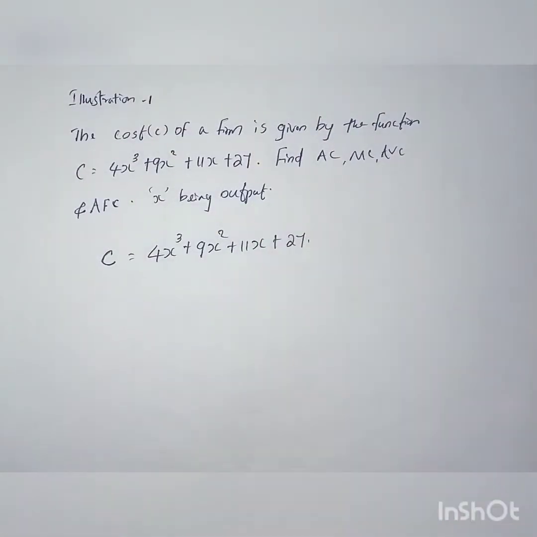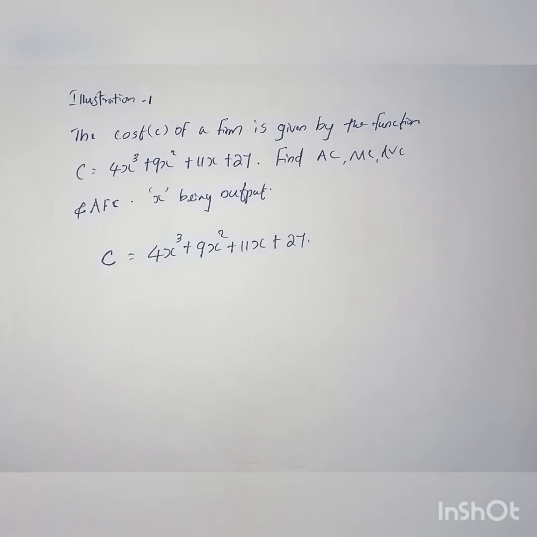So look at the first illustration. The cost function of a firm is given by the function C = 4x³ + 9x² + 11x + 27. Find average cost, marginal cost, average variable cost and average fixed cost, x being the output. So we have the question. What data are available? We have the cost function, and x is the output, and we have to calculate average cost, marginal cost, average variable cost and finally average fixed cost.